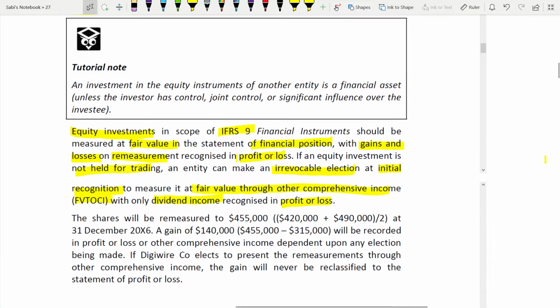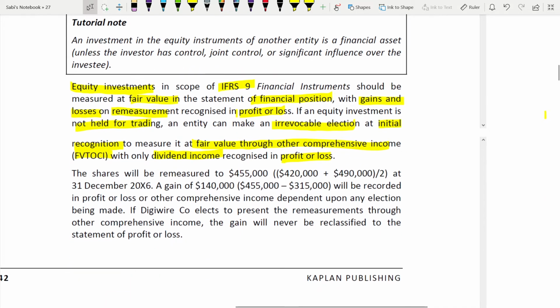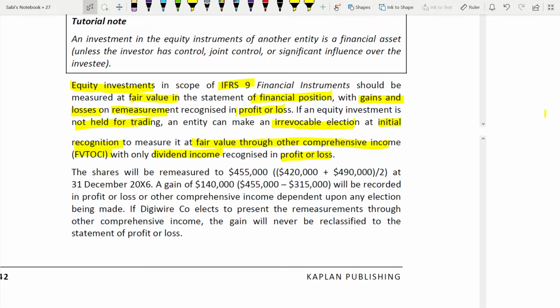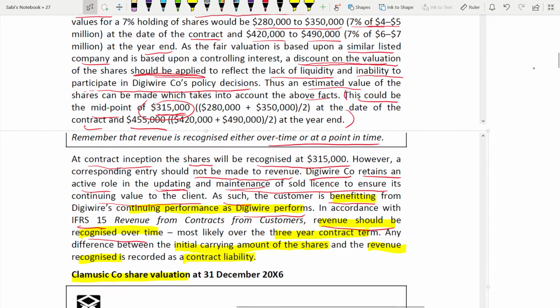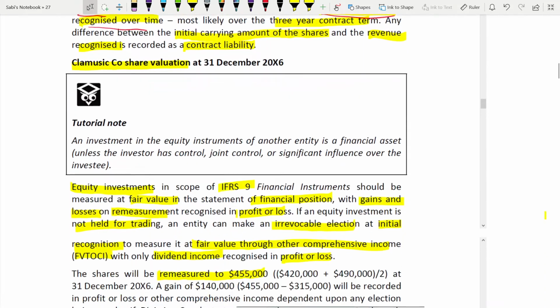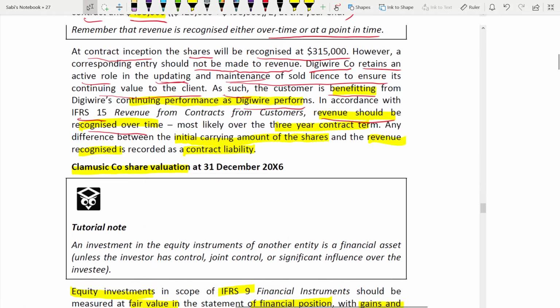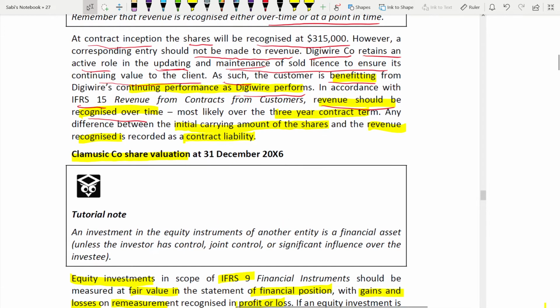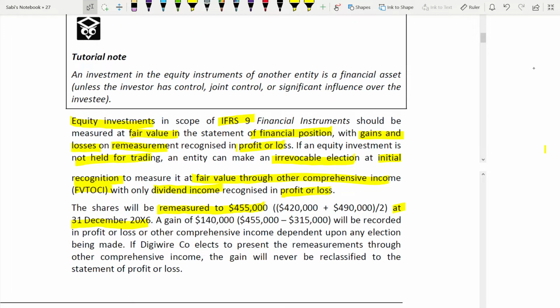Next, because we have to talk about the share valuation. That share comes under what? Because we have to measure it also. So the shares will be remeasured to 455,000. Earlier we calculated that at the reporting date it is 455,000. Make sure that you write the date also, at which date it is 455,000. So if you see the value, it was earlier 315,000 at the contract inception, and from 315,000 it went up to 455,000 at the reporting date. So the difference is the gain.